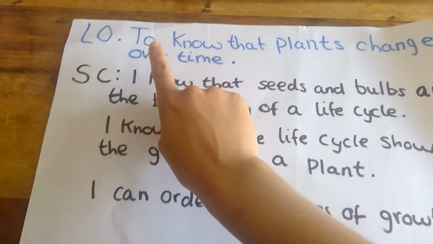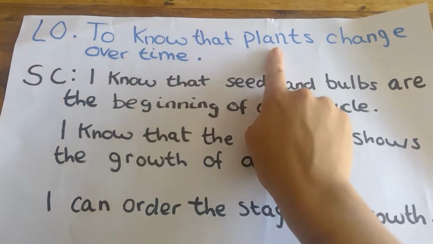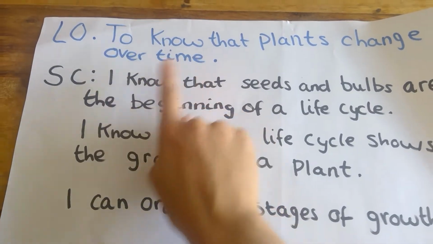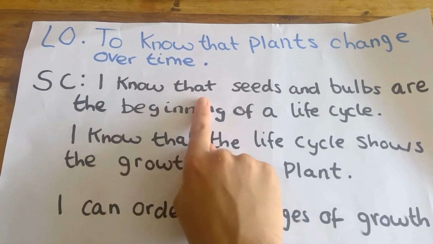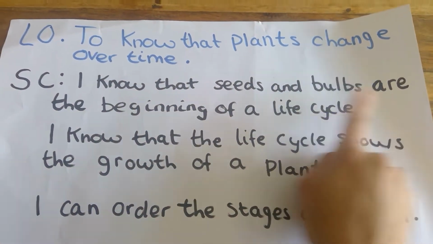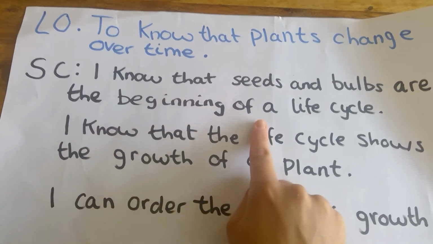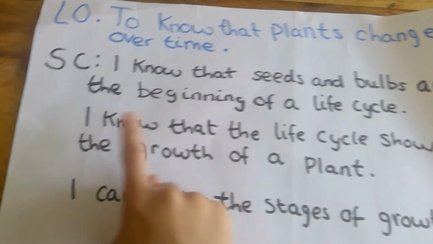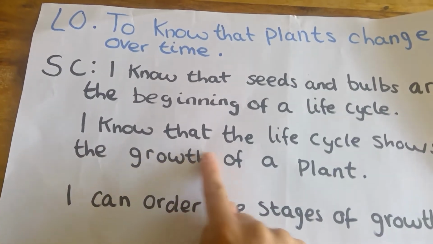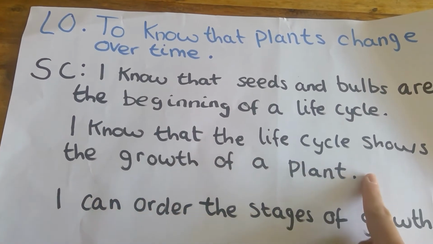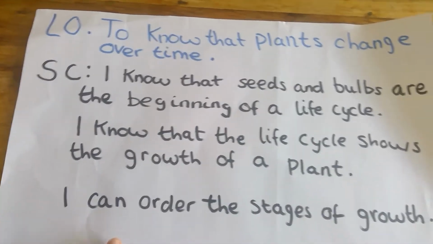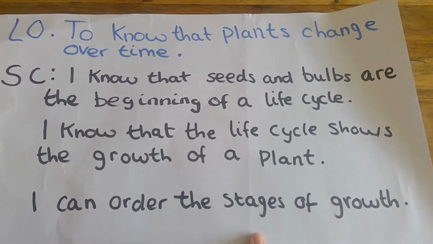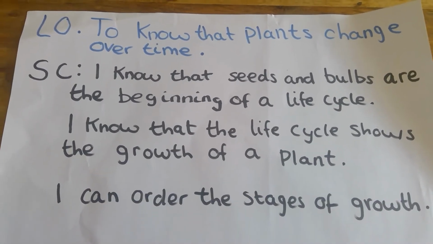Today's learning objective is to know that plants change over time, and the success criteria is I know that seeds and bulbs are the beginning of a life cycle. I know that the life cycle shows the growth of a plant. I can order the stages of growth.